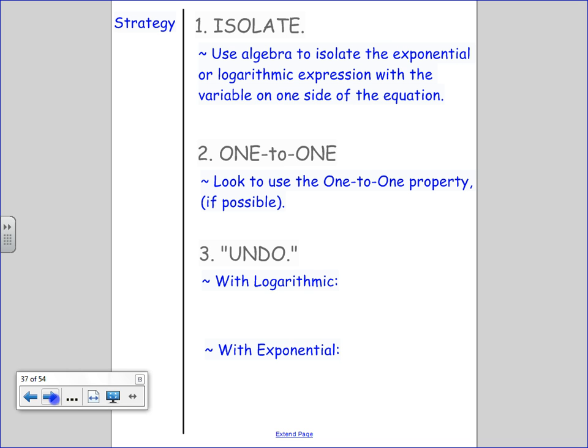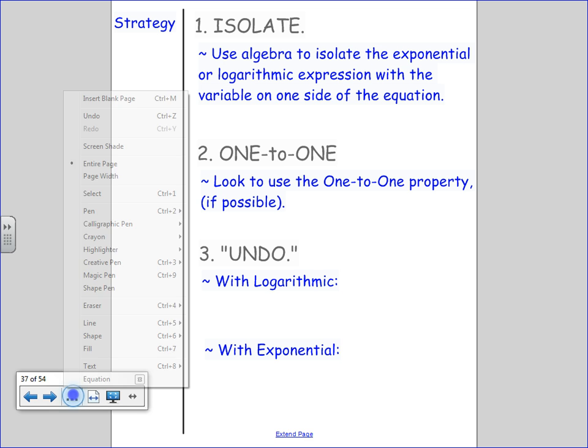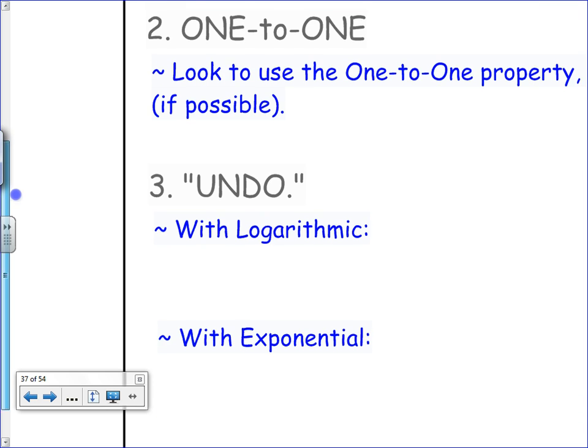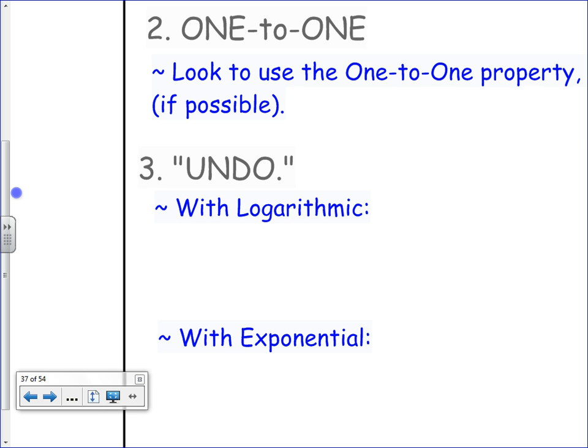Is anybody still on number one? I wanted to zoom in. No? Let me zoom in. Okay. 4, undoing.